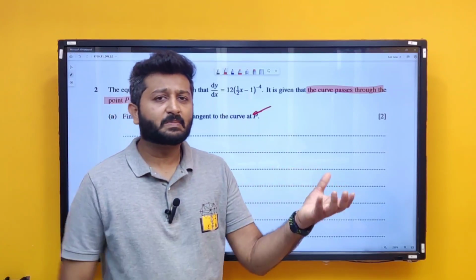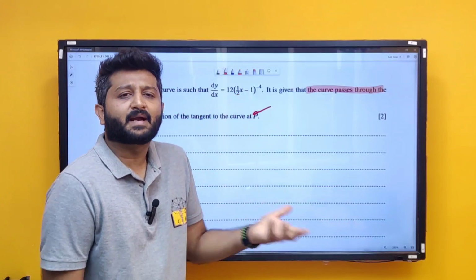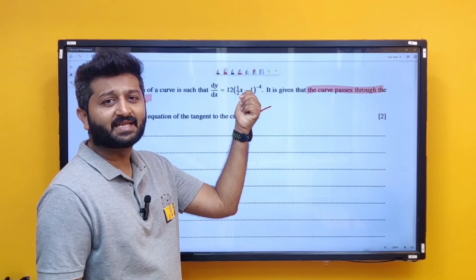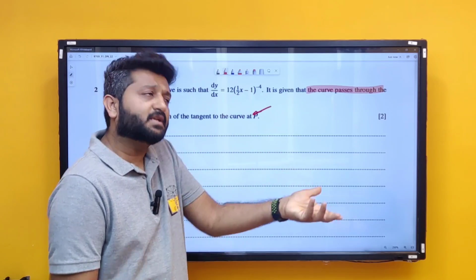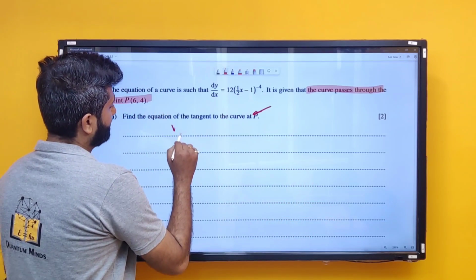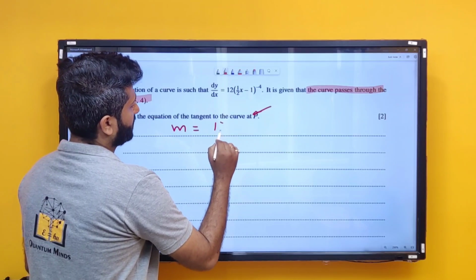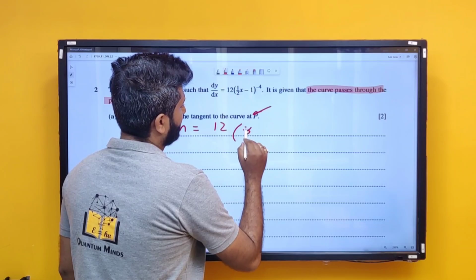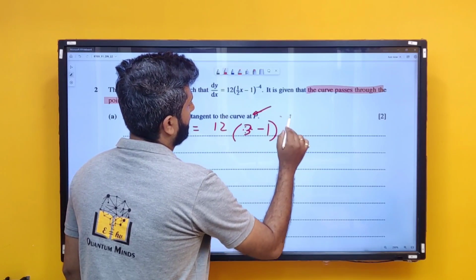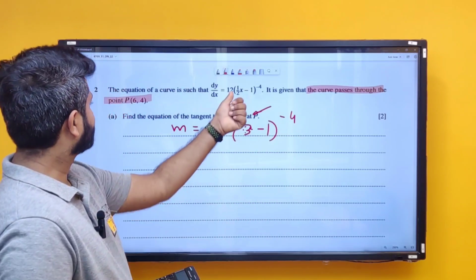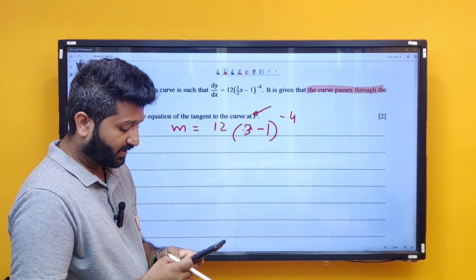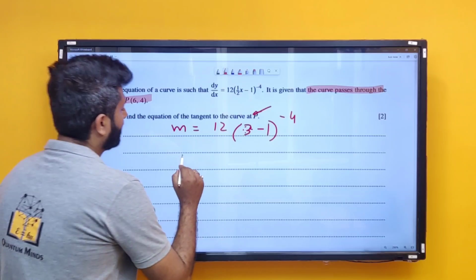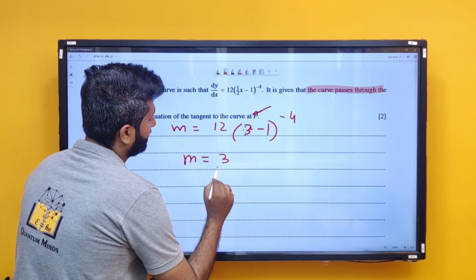So equation of tangent means, see, we have already been given dy by dx, right? So it means if we substitute the value of x as 6 in this equation, we'll get the gradient of tangent. So m is equal to 12 into (6 by 2, which is 3, minus 1) power minus 4. So 6 by 2 is 3, 3 minus 1 is 2. So 12 divided by 2 power 4. So the gradient is 3 by 4.